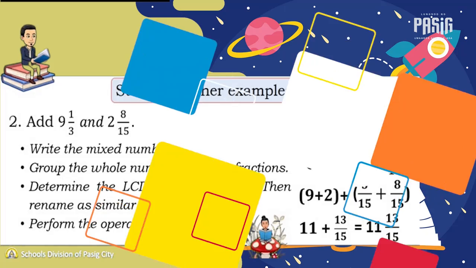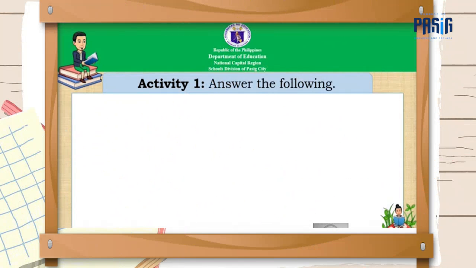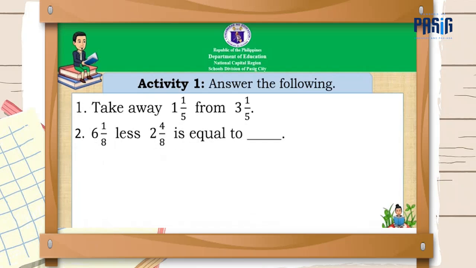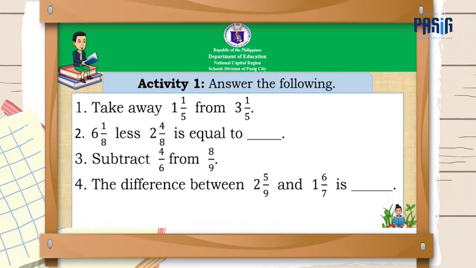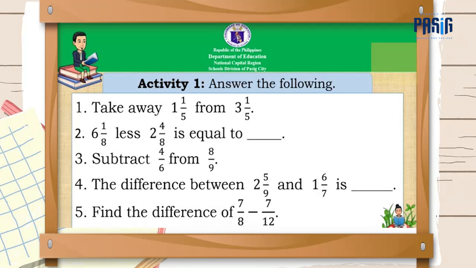Next is your activity number 1. You can pause this video so that you could have enough time to answer. But remember to answer as fast as possible so that you can complete this video lesson. Answer the following. Number 1. Take away 1 and 1/5 from 3 and 1/5. 2. 6 and 1/8 less 2 and 4/8 is equal to what? 3. Subtract 4/6 from 8/9, or the difference between 2 and 5/9 and 1 and 6/7 is what? Find the difference of 7/8 minus 7/12.